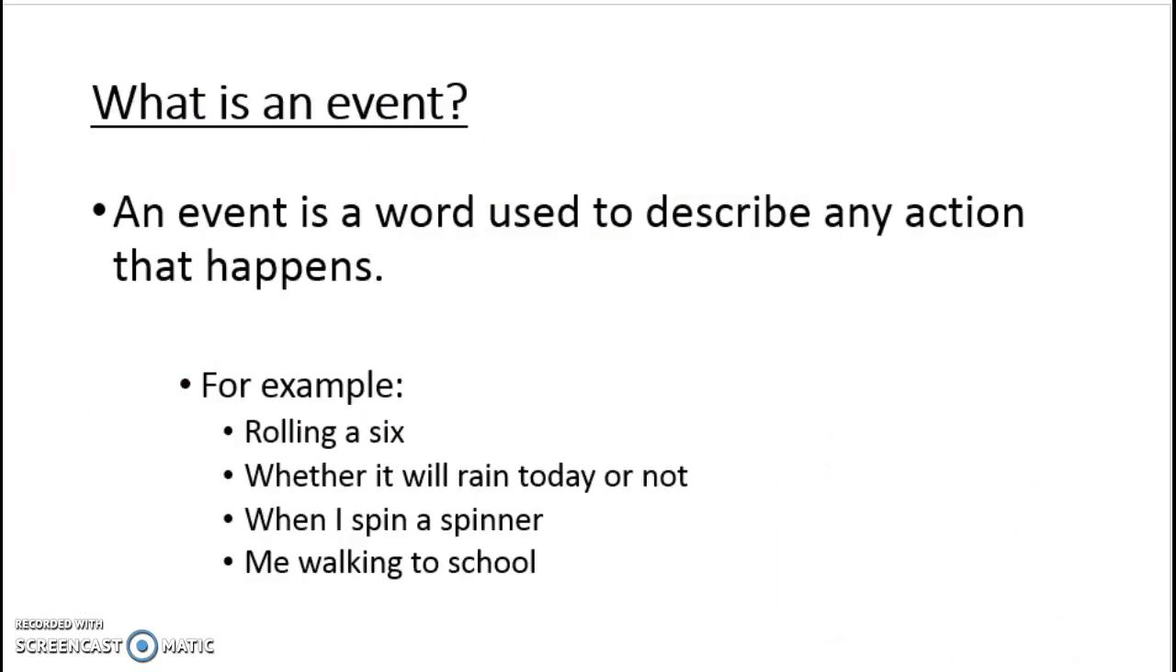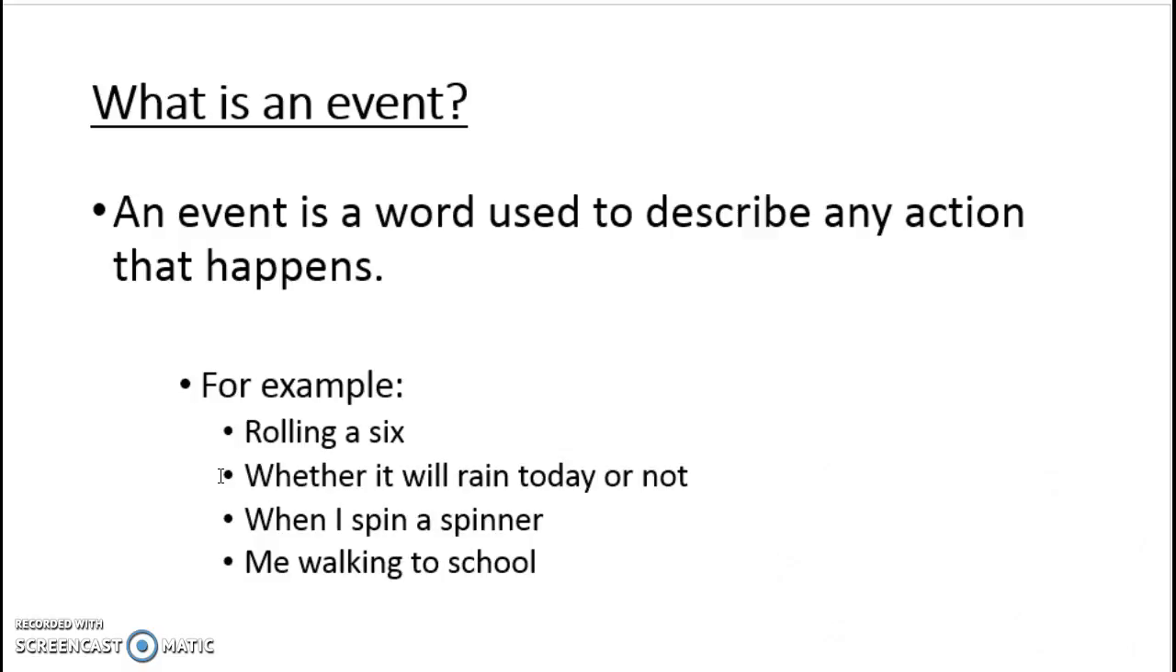So what is an event then? Well, an event is a word used to describe any action that happens. For example, it might be rolling a 3 or a 6. It might be whether it will rain today or not. It might be when I spin a spinner, either with numbers or a color on it, and we're talking about what it might land on. It might even just be me walking to school.